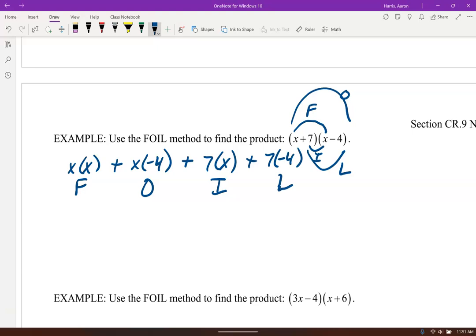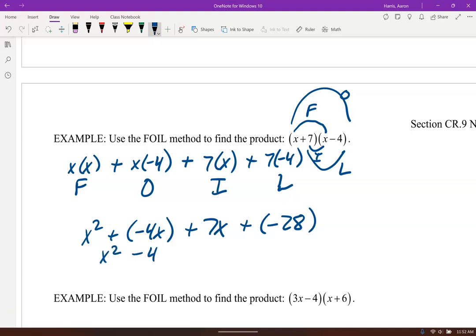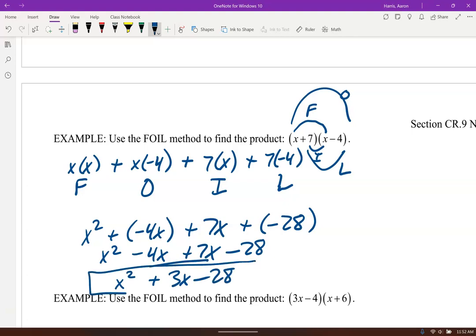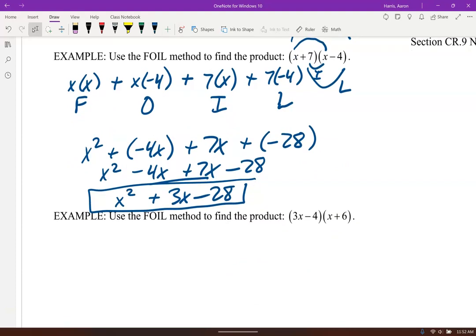FOIL, right? So we have x squared. X times -4 is our -4x. 7 times x. 7 times -4. So it looks like we have x squared minus 4x plus 7x minus 28. Make sure you combine like terms. And there's our answer, x squared plus 3x minus 28.